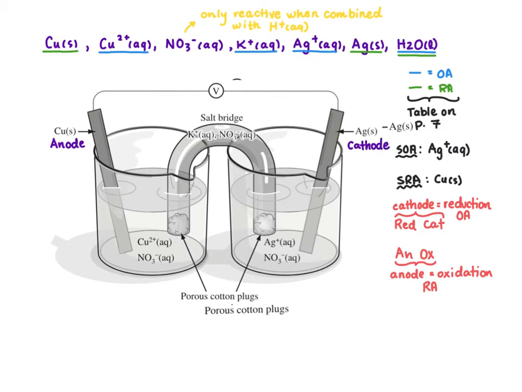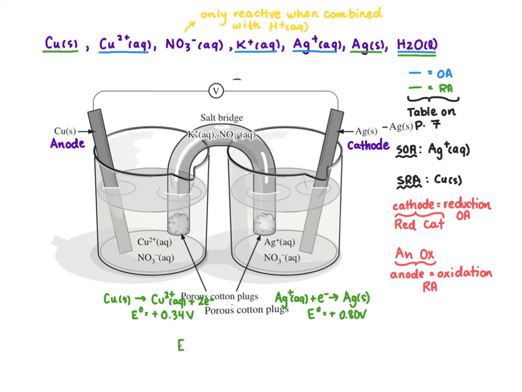So the half reaction that will occur at our anode is the oxidation of solid copper to produce copper 2+ ions. And the half reaction that will occur at our cathode is the reduction of silver ions. We can find our cell potential by finding the difference between these two. So the E0 value for this copper reaction is positive 0.34 volts, and the E naught value for the silver reaction is positive 0.80 volts.